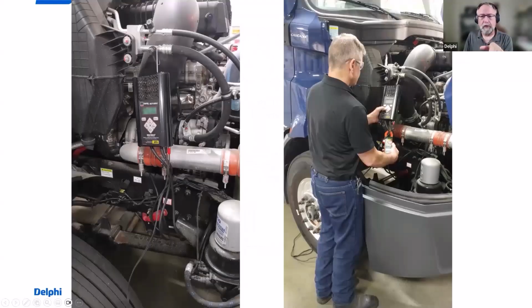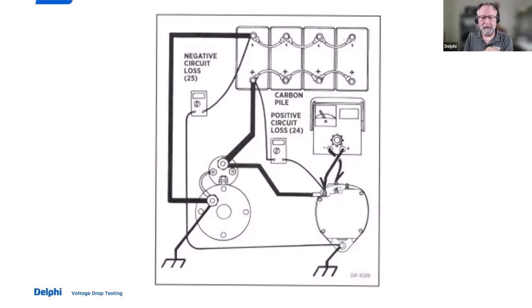So take a look at this, where now we're testing the cables and the ground connection to the alternator as well. Notice that the carbon pile is attached to the B plus terminal on the alternator and the frame of the alternator, in order to draw electric current through the cables and the ground connection and make sure that it's working correctly, that there isn't excessive voltage drop in those cables.